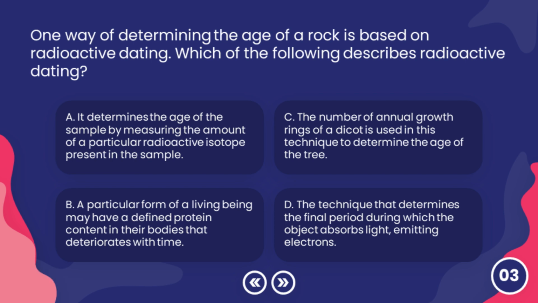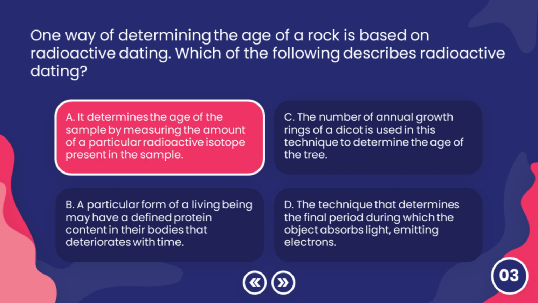Do you think you got this right this time? What is your answer? Very good, it's letter A. It determines the age of sample by measuring the amount of particular radioactive isotope present in the sample.